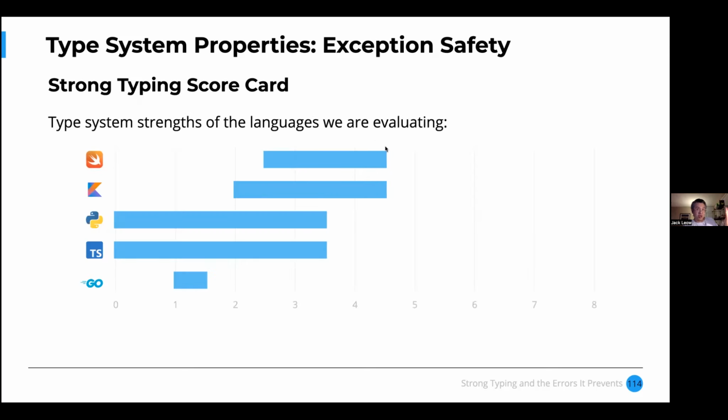This is a score now. So basically, Swift and Kotlin have moved further ahead now. And Go basically stays where it is. Python and TypeScript moved ahead a little bit, but like I said, the lower bound will be 0.